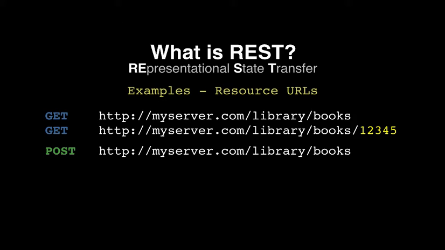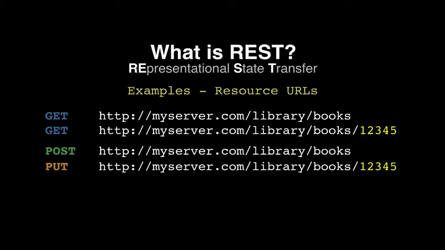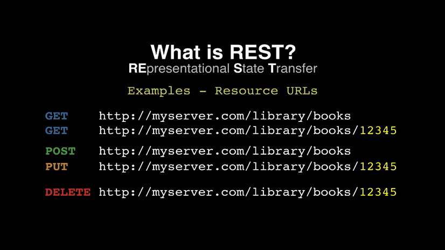Now, to update a book record, you would use HTTP put on the same URL as the individual book. So again, you would just use the same URL of the resource, /library/books/ID, and then you would issue a put with the body containing the contents of the record being updated. And finally, deleting a record is issuing an HTTP delete to the URL of the resource.